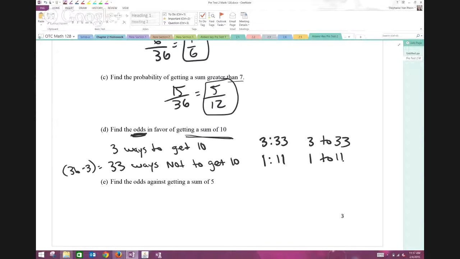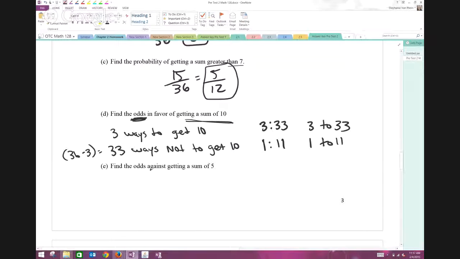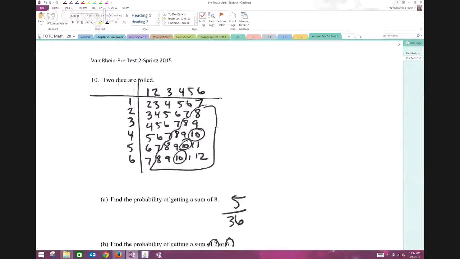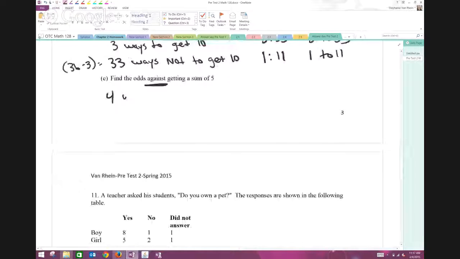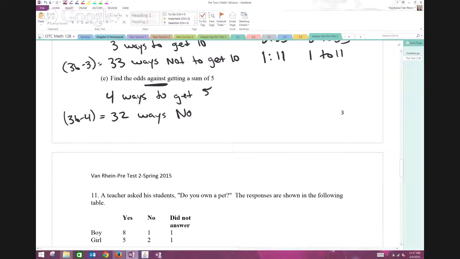So hopefully that is clear there. The odds against getting the sum of a 5. So I want to know against getting the sum of 5. So how many ways? 1, 2, 3, 4. There's 4 ways to get a 5. 36 minus 4 would be 32 ways not to get a 5. So I want to know the odds against getting a 5. That's going to be 32 to 4. That would simplify to 8 to 1.